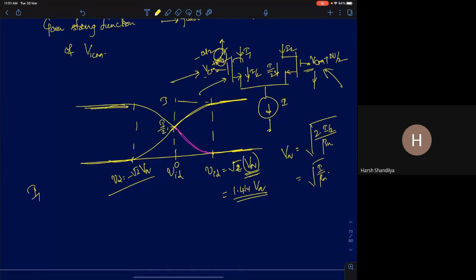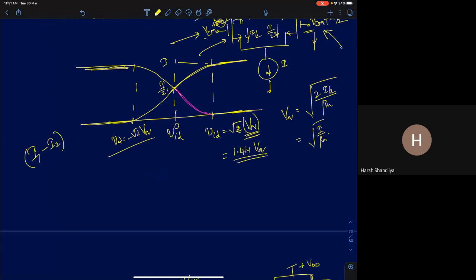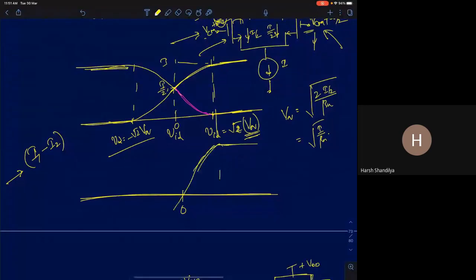Another most important thing is, I'll just take a few minutes to finish this lecture. I1 minus I2. What will be the maximum value of I1 minus I2? Subtract the two graphs, and you should get a graph that looks like this. So maximum will be I, minimum will be minus I. And you have a graph which is VID versus I differential. I1 minus I2 is called the differential current. I'll call it ID, the differential current.